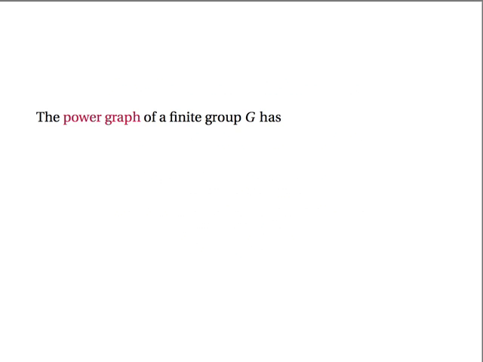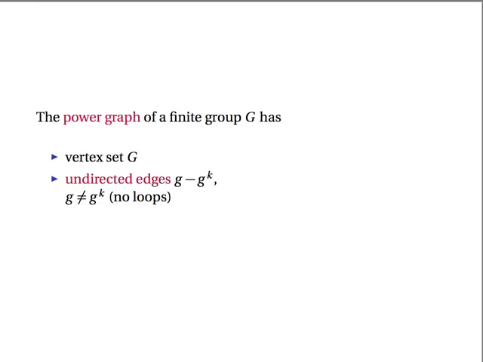The power graph of a finite group G takes as its vertex set the group itself, and there is an undirected edge joining each element of the group with all of its powers other than the element itself. So there are no loops in a power graph.